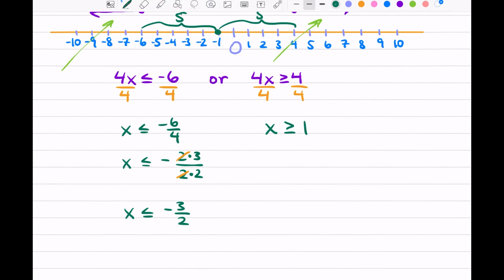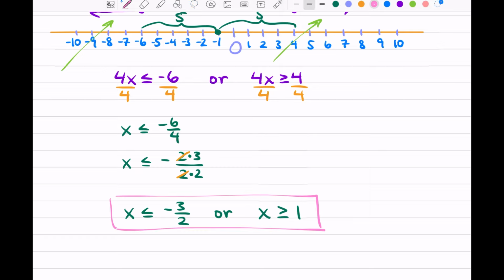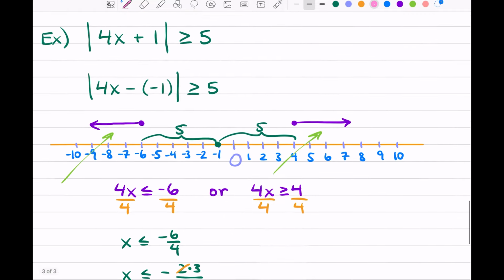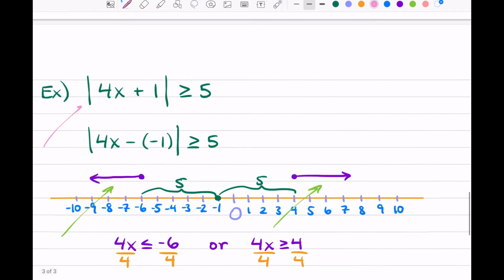So x is less than or equal to negative 3 over 2, or x is greater than or equal to 1. So you can pick any x less than or equal to negative 3 halves, or greater than or equal to 1, and that will satisfy our initial clue.